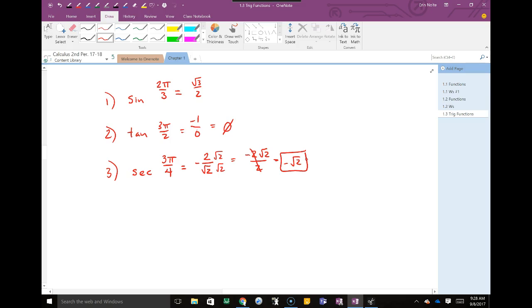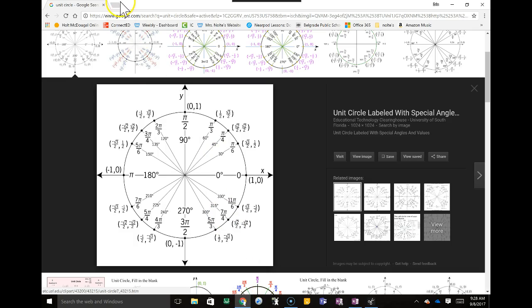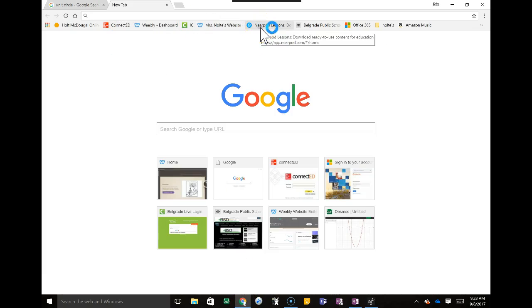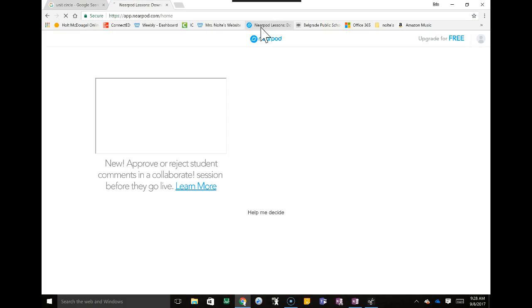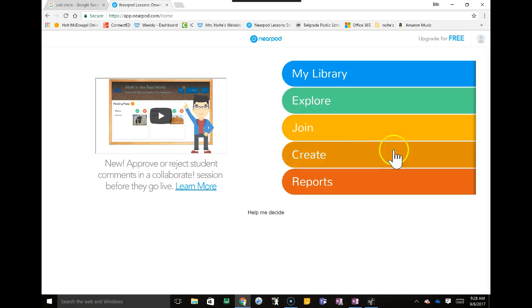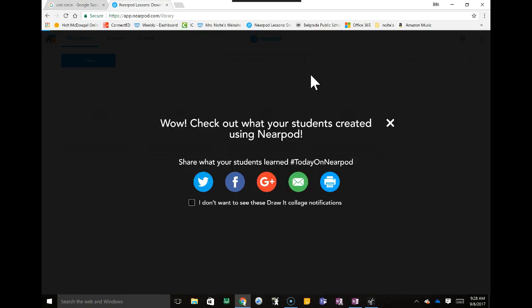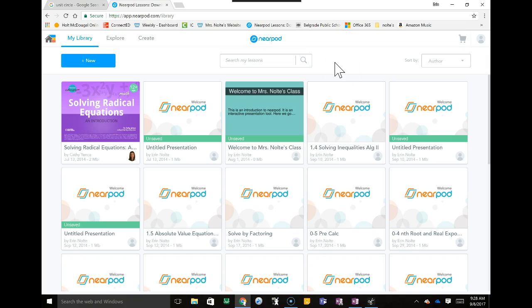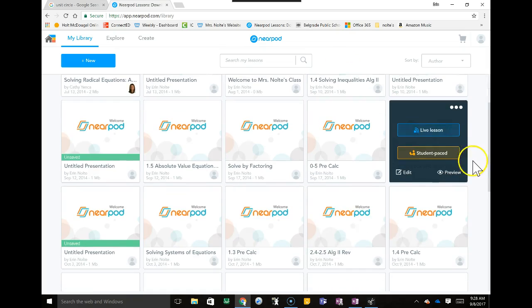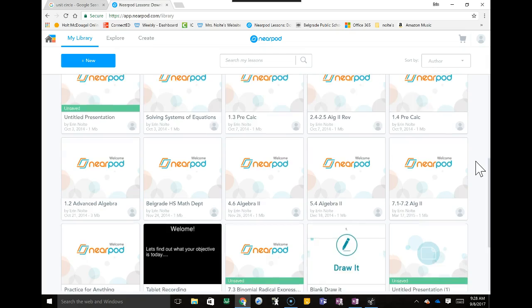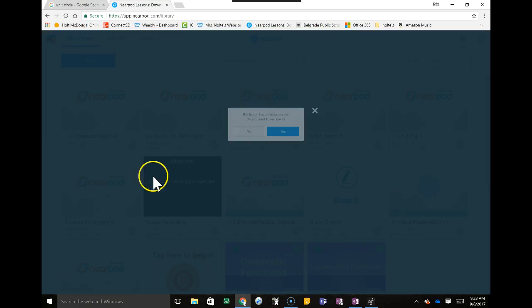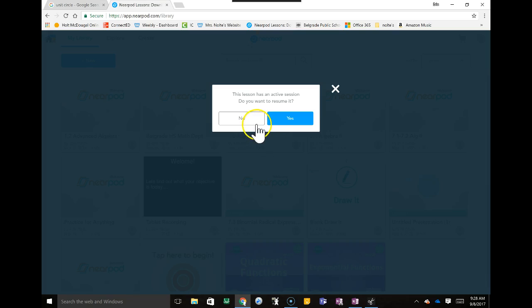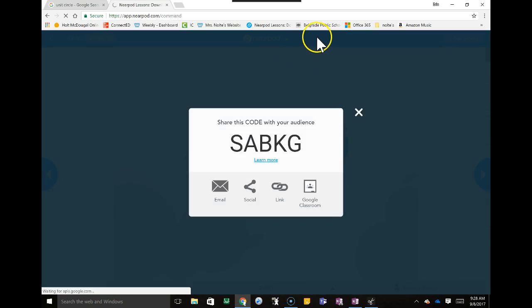Okay, your turn to see if you actually get this. Prove it. Everybody go to Nearpod. Open up a browser. I prefer Chrome. We've had some issues using Edge, so I don't think you should use it. It's been freezing. Password is subkeg.